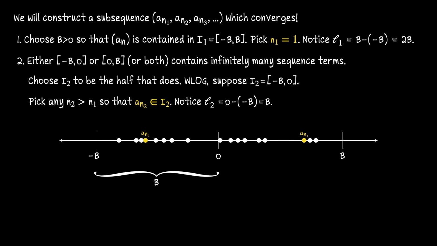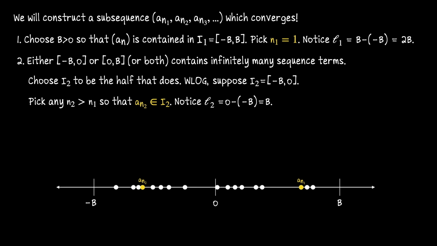So my note here about picking any n sub 2 greater than n sub 1 means make sure that you are selecting a later term from the original sequence. And you can do that because we are assuming that we have infinitely many sequence terms in this new interval. So since I sub 2 contains infinitely many terms from the original sequence, those subscripts go off to infinity. So you can pick a larger subscript. All right, now we're just going to keep going.